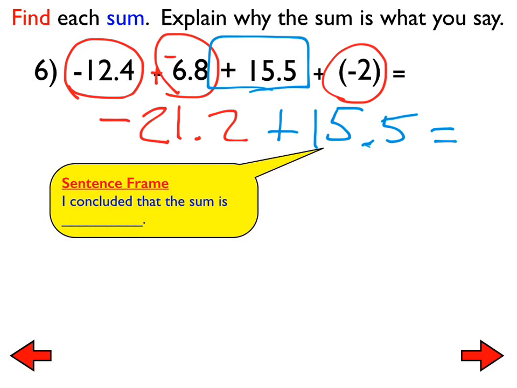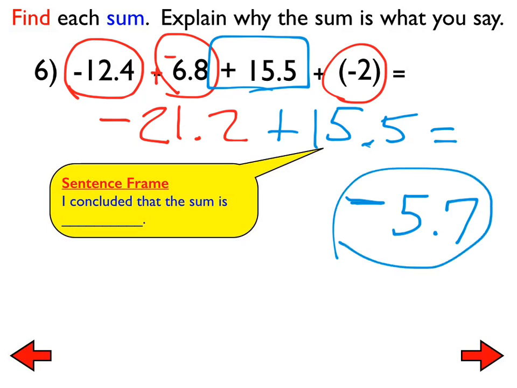It should be obvious to you that we have more negatives than we do positives. In fact, we have 5.7 more negatives. So the sum between those two numbers is negative 5.7. Okay? I would like all of you, using the same strategy, to try number 7.